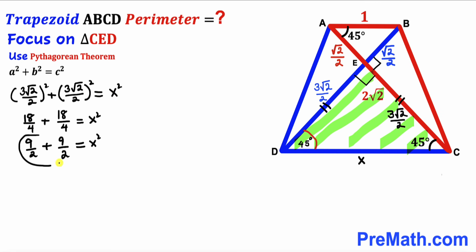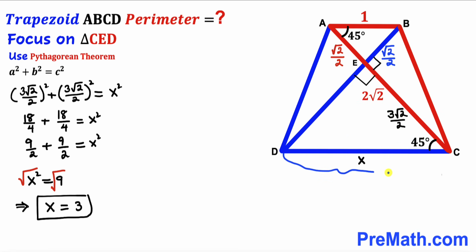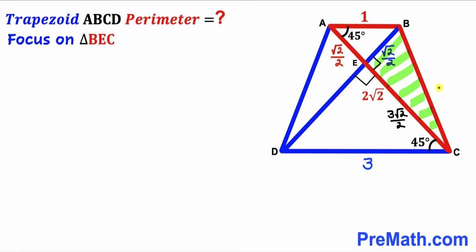So if we add these two fractions, x square is going to be equal to 9. And now I am going to undo this square by taking square root on both sides. So therefore our x value simply turns out to be positive 3 units. So thus this base CD length simply turns out to be equal to 3 units. And now we are going to focus on this right triangle BEC. And I'm going to label this side BC length as y. And now our task is to find the value of y.